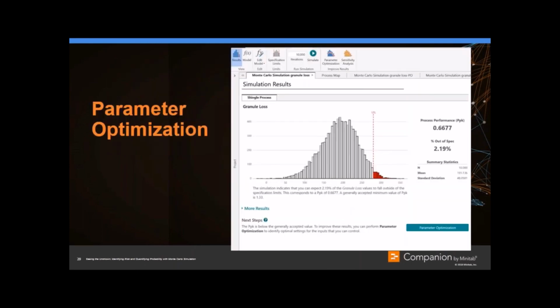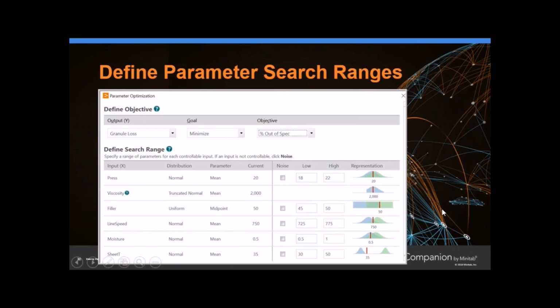So the parameter optimization, which I thought was here. That was the other result that I showed. With the parameter ranges, one thing you need to do is first define your objective. My goal is to minimize this output, granule loss. Depending on your objective, it might be to maximize something, or to hit a target. That obviously sets the way the algorithm is going to run and try to find settings that satisfy those objectives. But then I need to provide search ranges for those parameter values.